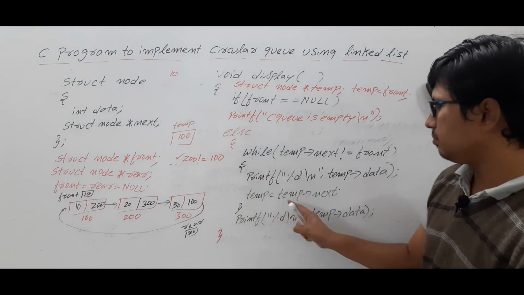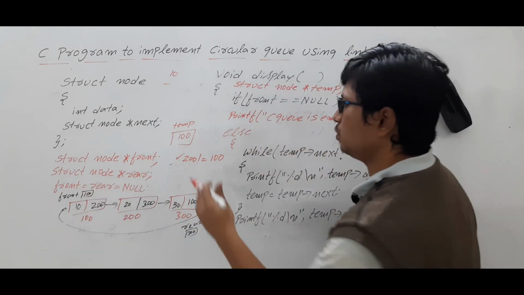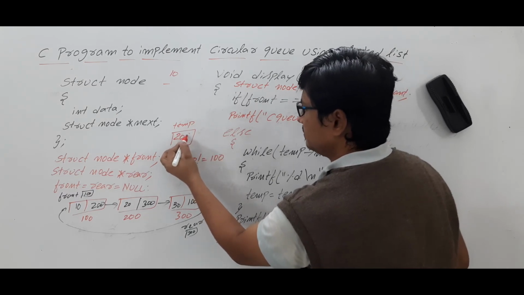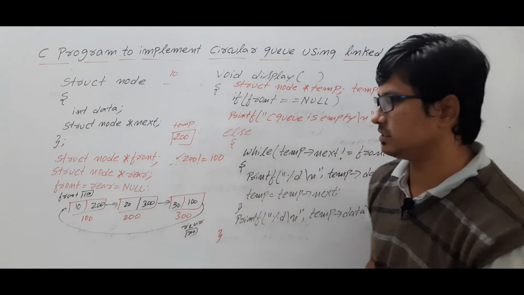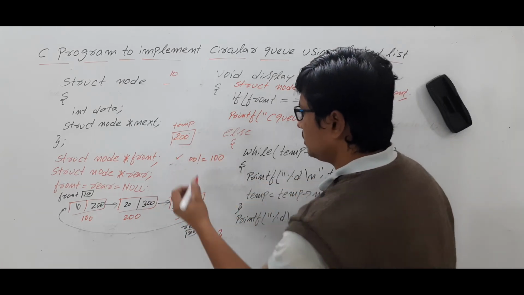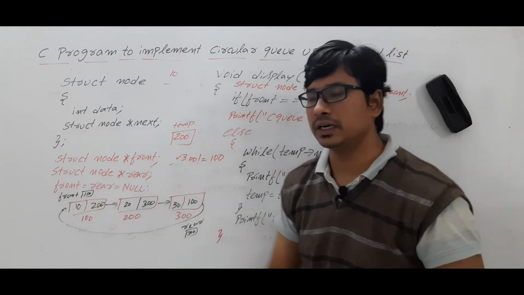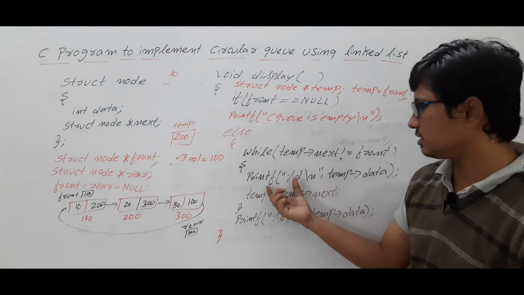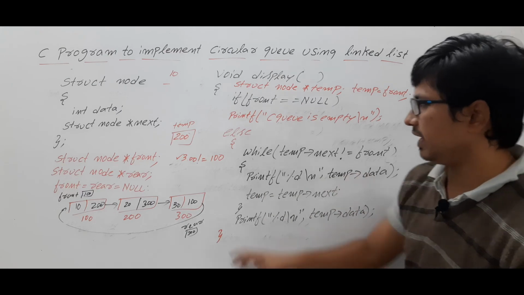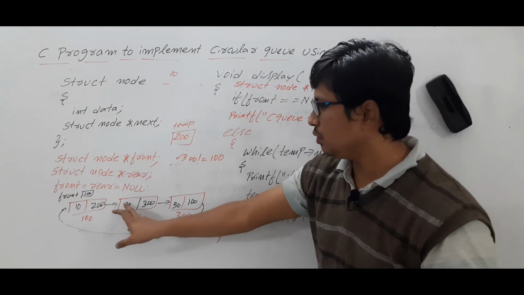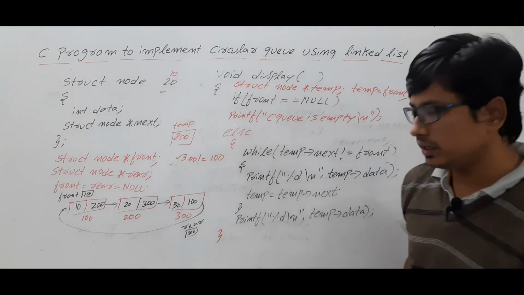Then what you are doing? Temp is equal to temp of next, which is 200. So here you are getting the 200. Now look at here. Temp of next, 200 next is 300. 300 is not equal to front. Yes, 300 is not equal to 100. Again, this condition is true. If this condition is true, you need to execute the statements. Print of %d temp of data. Temp is having 200. 200 of data is 20. So that will be displayed as an output, and then it will go to the next line.